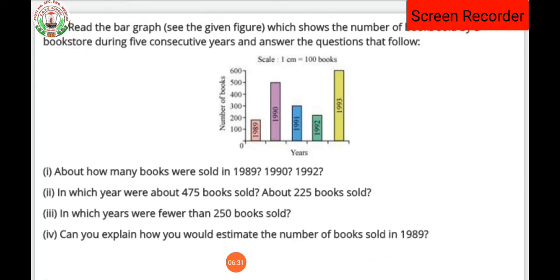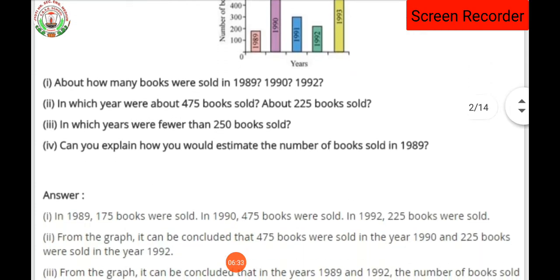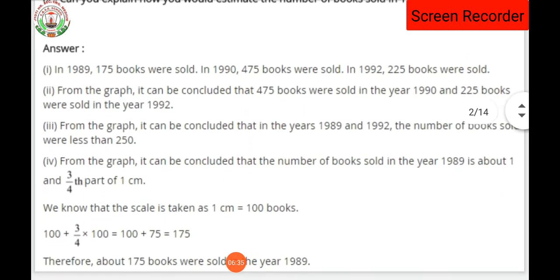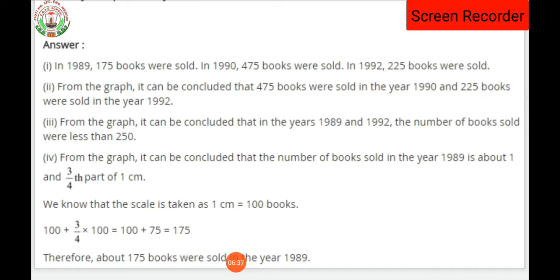So you know how to estimate. You people have studied estimation in class 6th. Now let's see the answers of this. One by one we are going to see the answer. So what is the first question? In the year 1989, 1990 and 1992, how many books were sold?